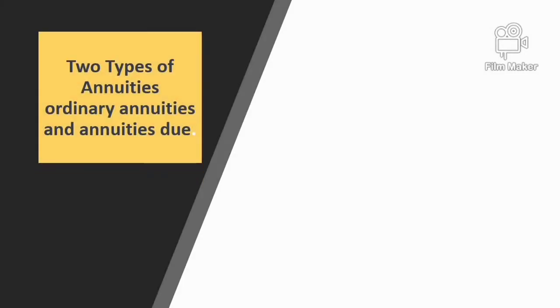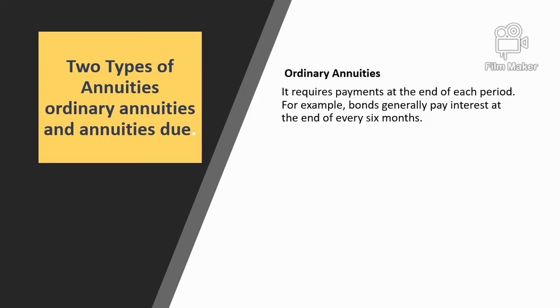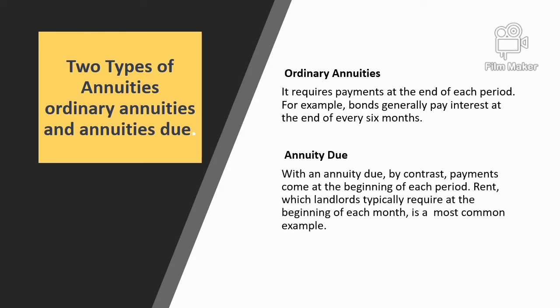There are two types of annuities: ordinary annuities and annuities due. Ordinary annuities require payment at the end of each period. For example, bonds generally pay interest at the end of every 6 months. With an annuity due, by contrast, payments come at the beginning of each period. Rent, which landlords typically require at the beginning of each month, is the most common example.